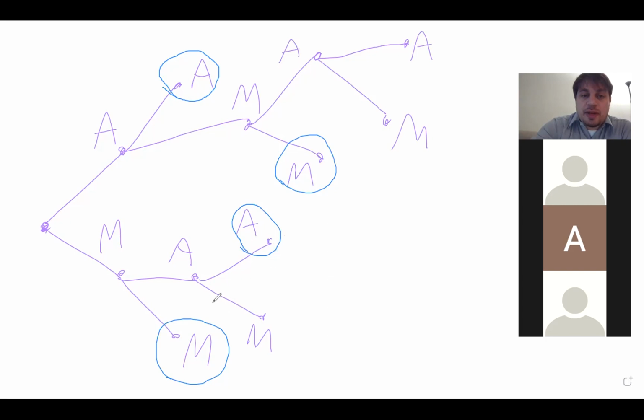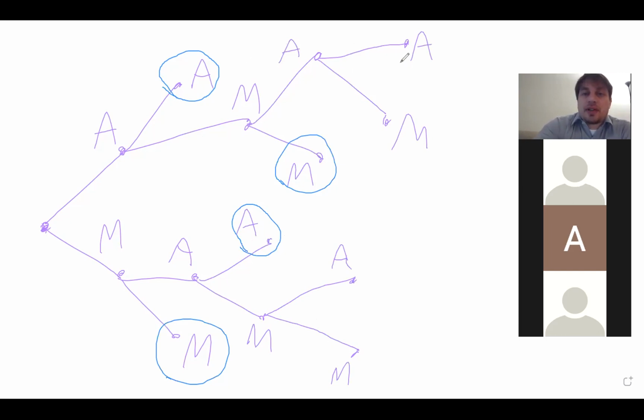So the tree ends on that branch. But in this branch, neither has won 3, and neither of them has won 2 in a row ever. So we keep going. And so the 2 possibilities again are that Alice wins or Mary wins. Okay, let's go back to the top here.